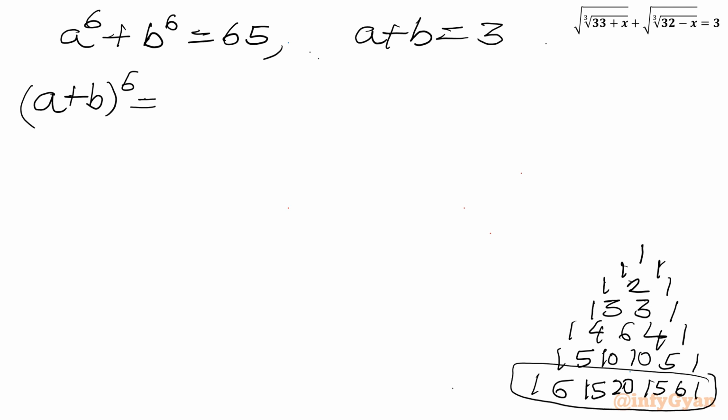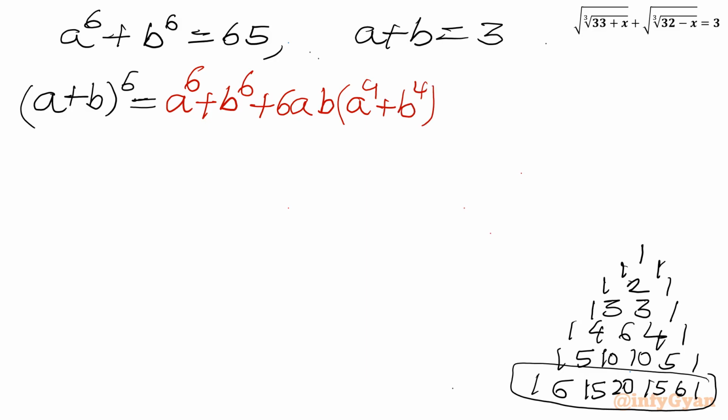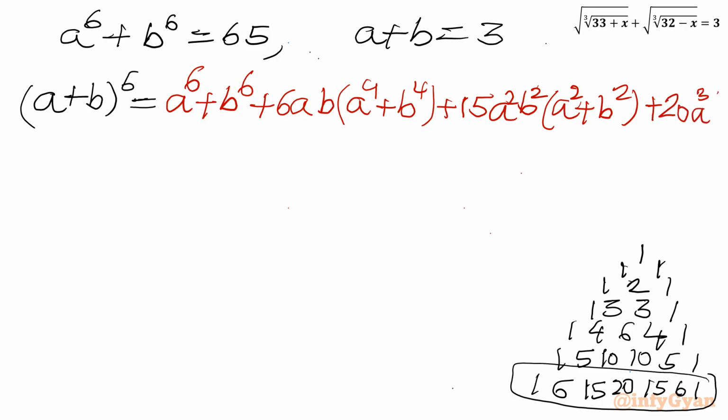So let us use these coefficients of expansion. Let me write here in RHS with coefficient 1, I will be writing a power 6 plus b power 6. Coefficient 1 is over. Now 6, I will be writing 6ab. In bracket it would be a power 4 plus b power 4. Now the turn of coefficient 15. I will write 15 a square b square. So in bracket a square plus b square will be left. And last coefficient I will write 20 with a cube b cube.